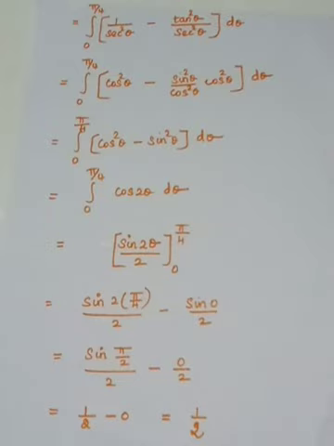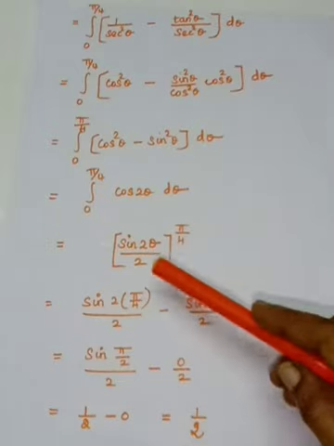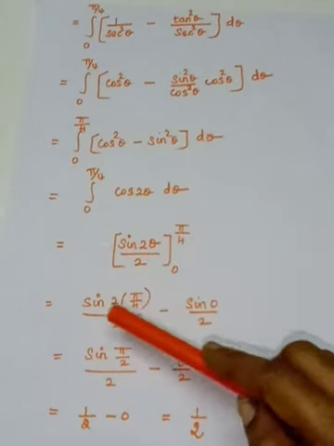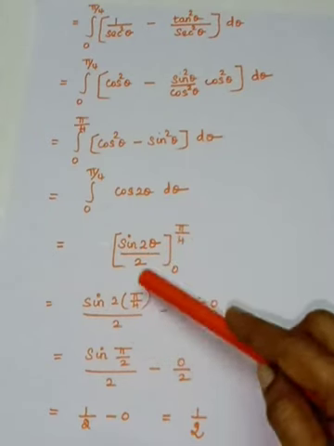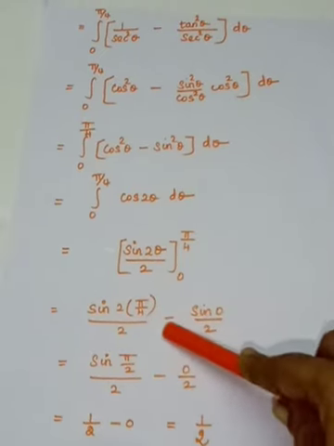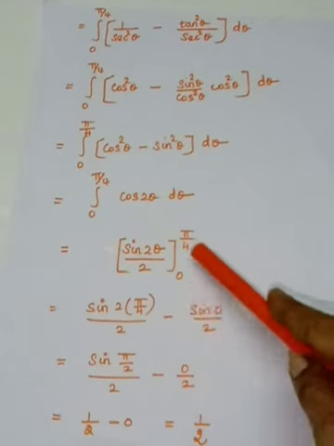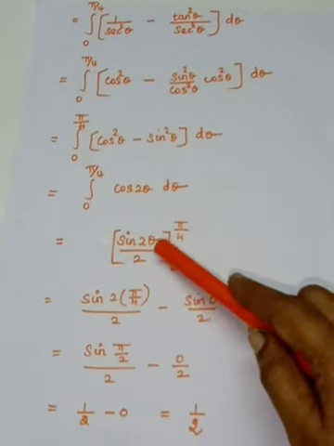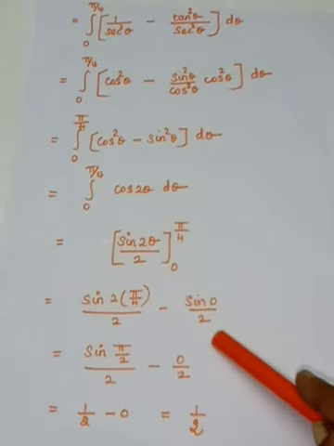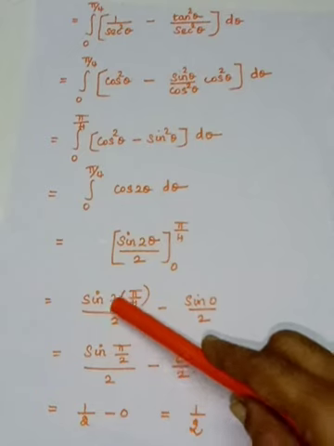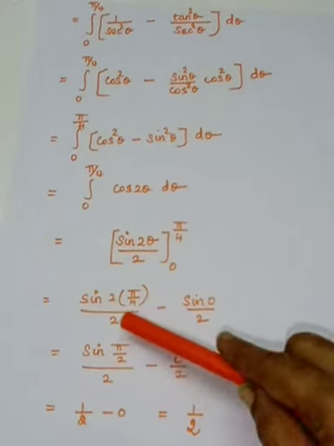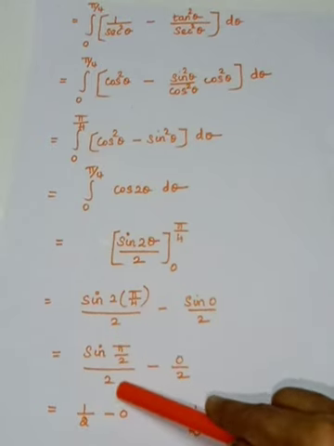First you apply the upper limit. Here the variable is theta, so in the place of theta you apply pi by 4: sin 2 pi by 4 divided by 2. Next, before applying the lower limit, you write minus. Then in the place of theta you substitute 0, so 2 into 0 is 0: sin 0 by 2. When you simplify, 2 and 4 get cancelled, so in the numerator you have sin pi by 2 and in the denominator you have 2.